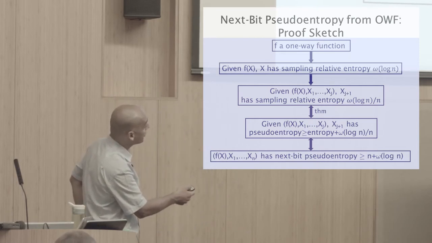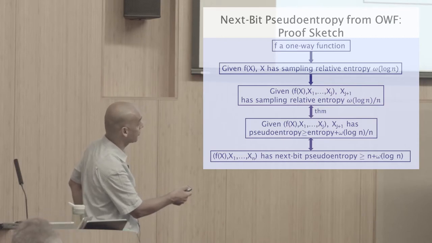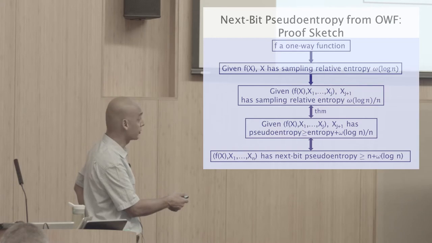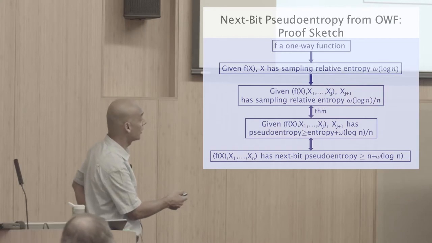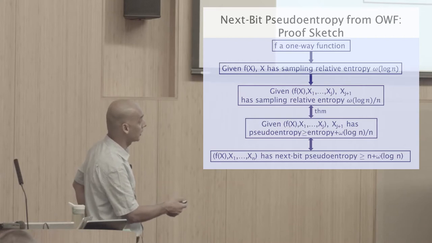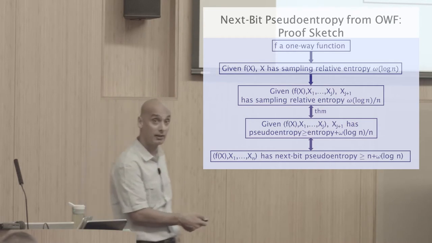Now that we've broken things into bits, and we're talking about next bit sampling entropy, we can apply the theorem which says that next bit sampling relative entropy is equivalent to the gap between pseudo-entropy and actual conditional Shannon entropy. So given the prefix, on average, the next bits have pseudo-entropy that's larger than the actual entropy by super logarithmic in n divided by n.